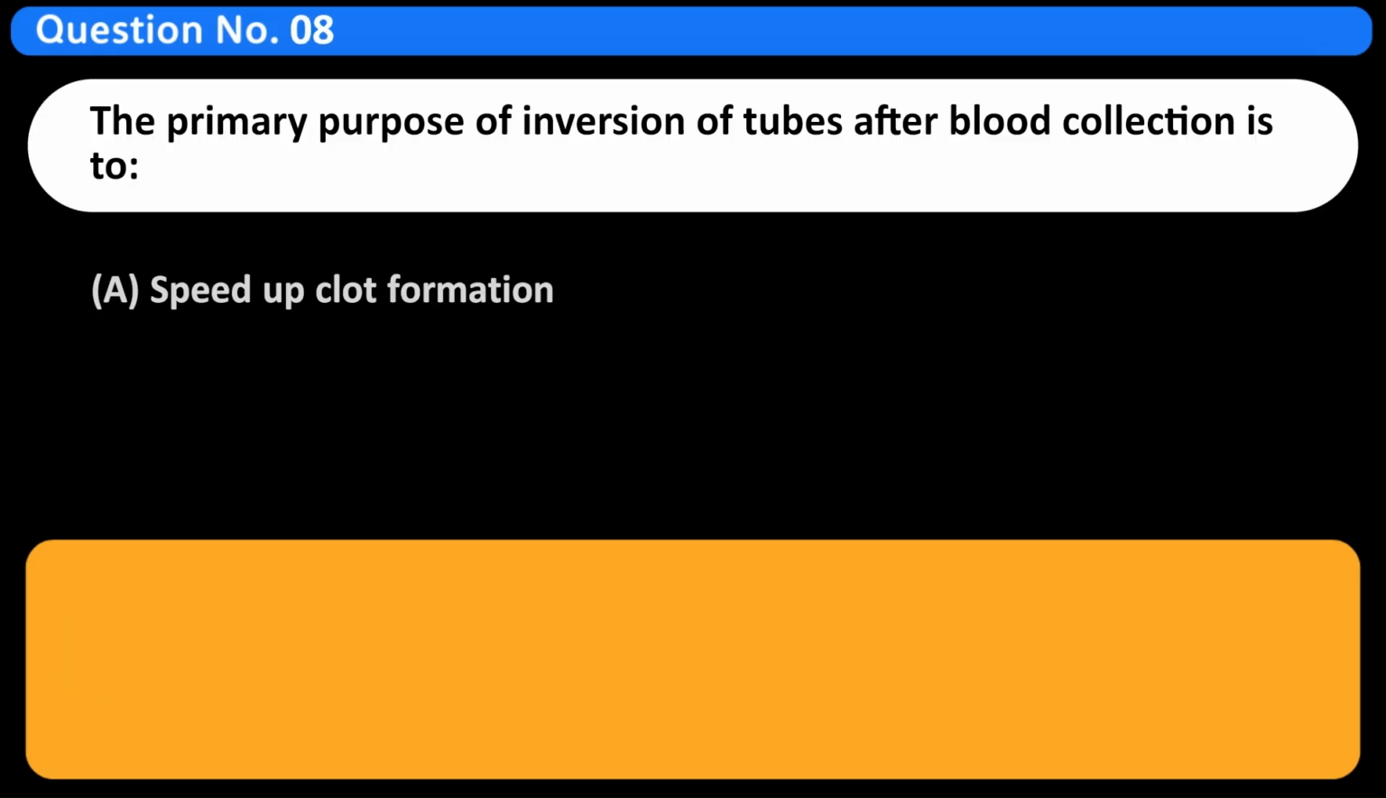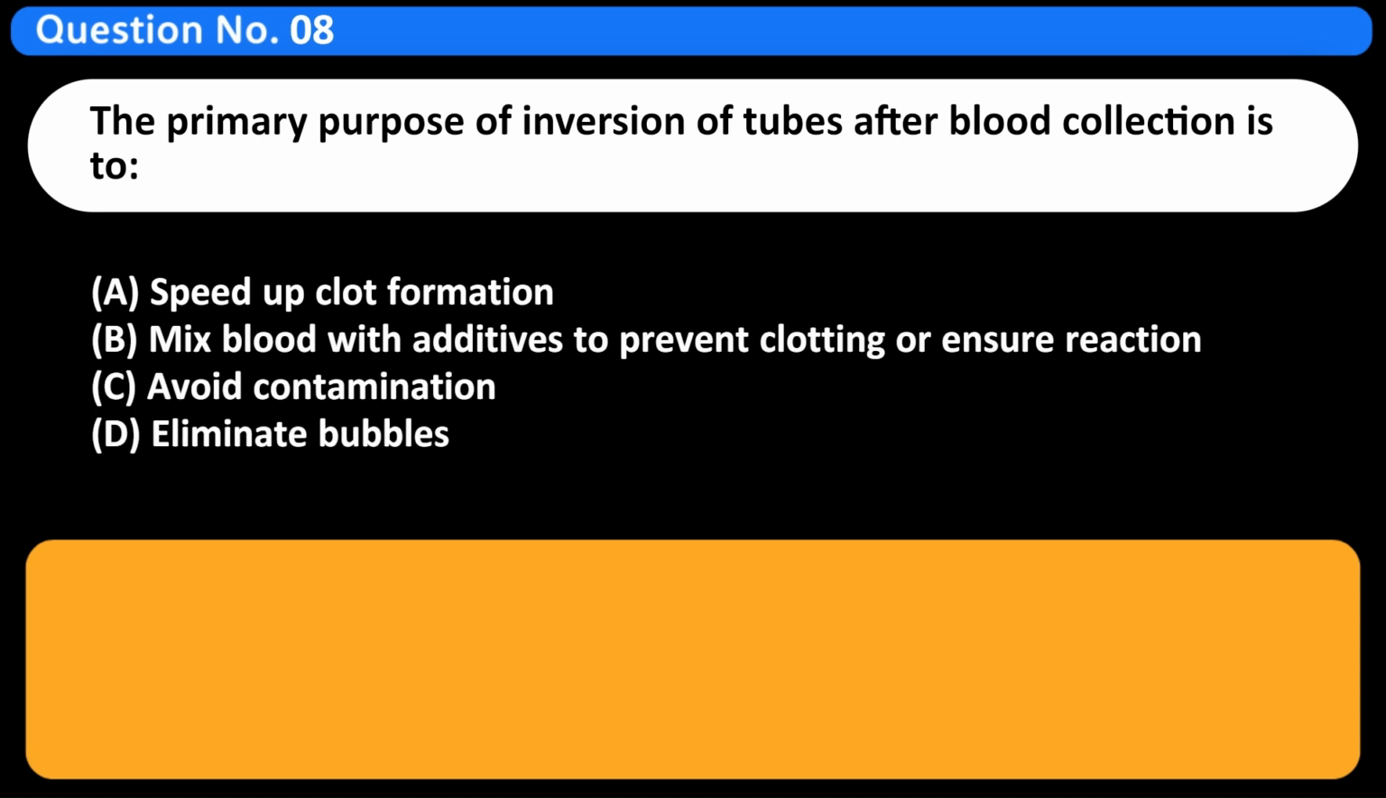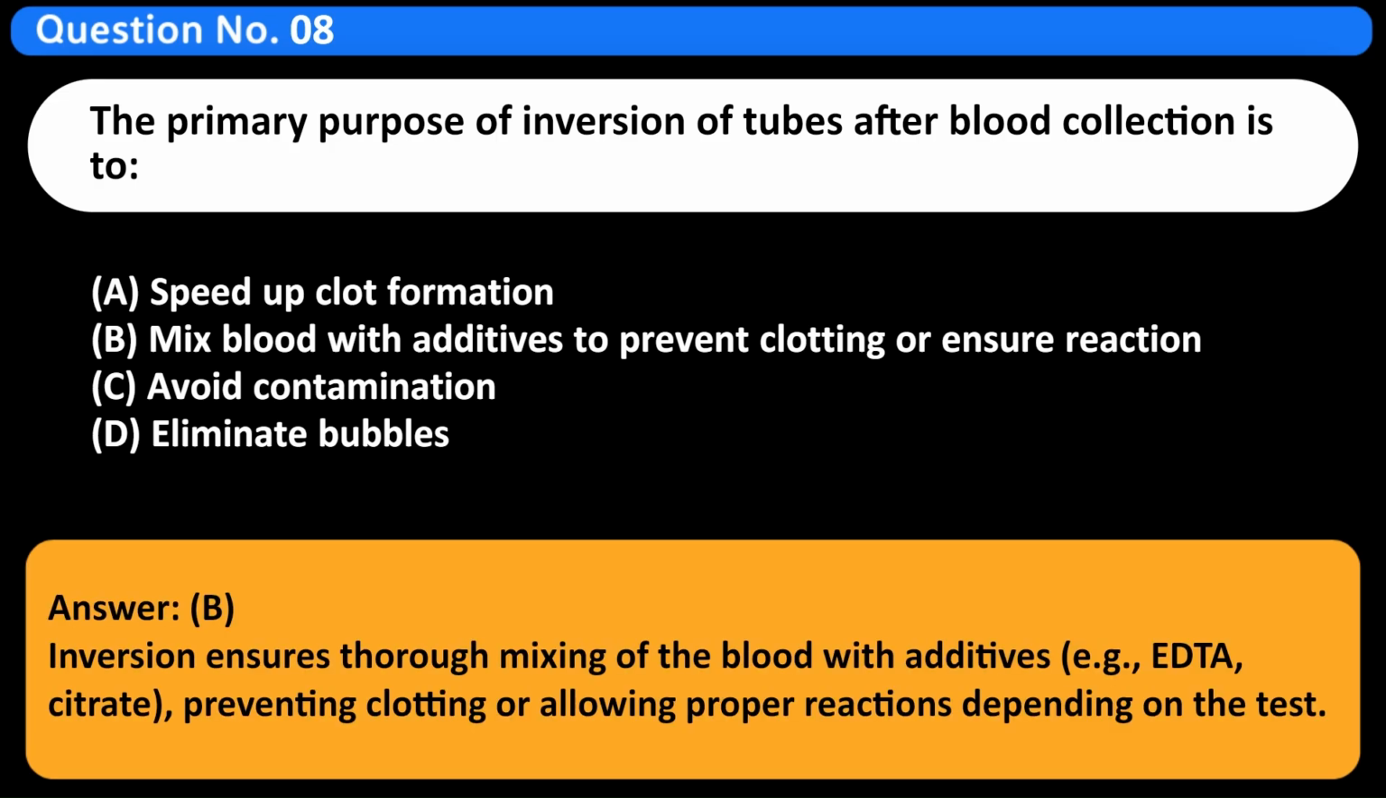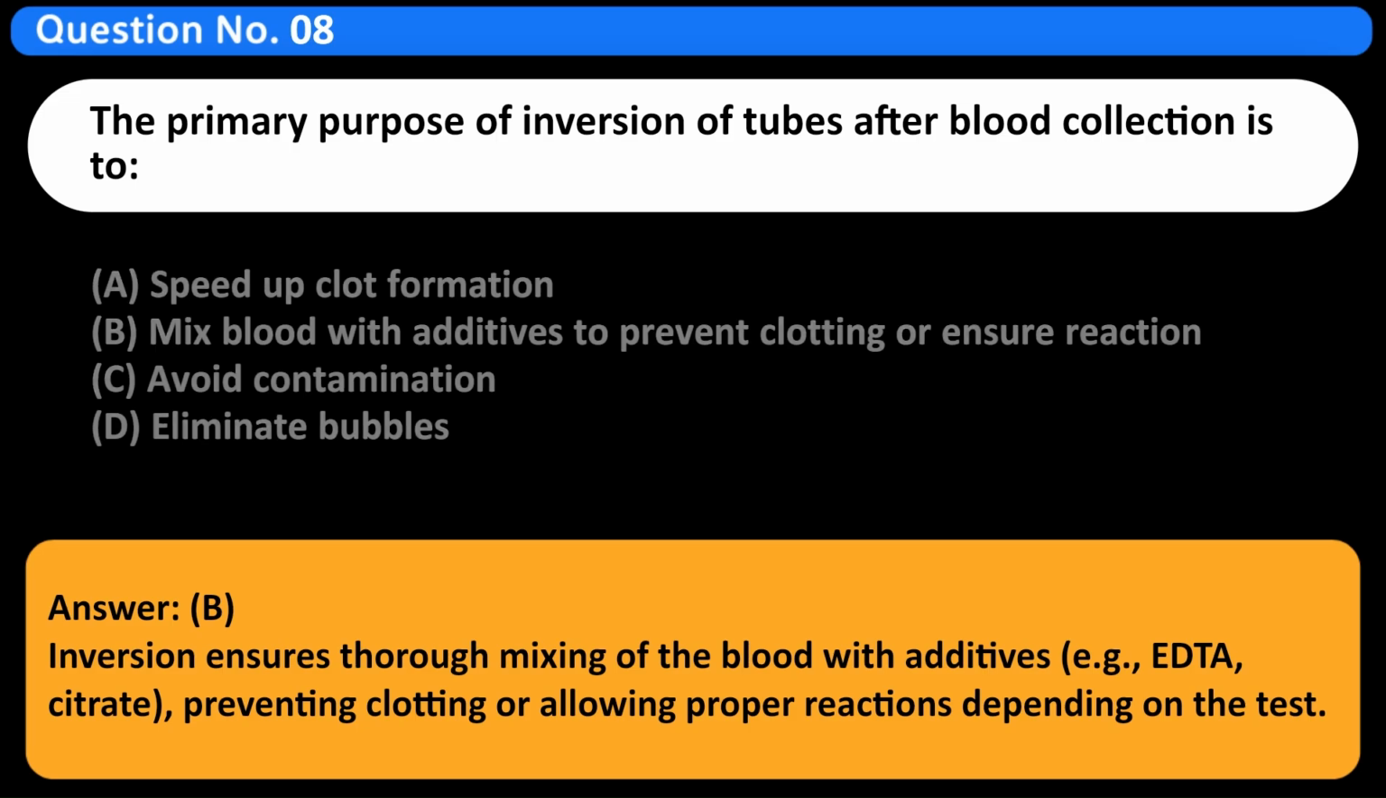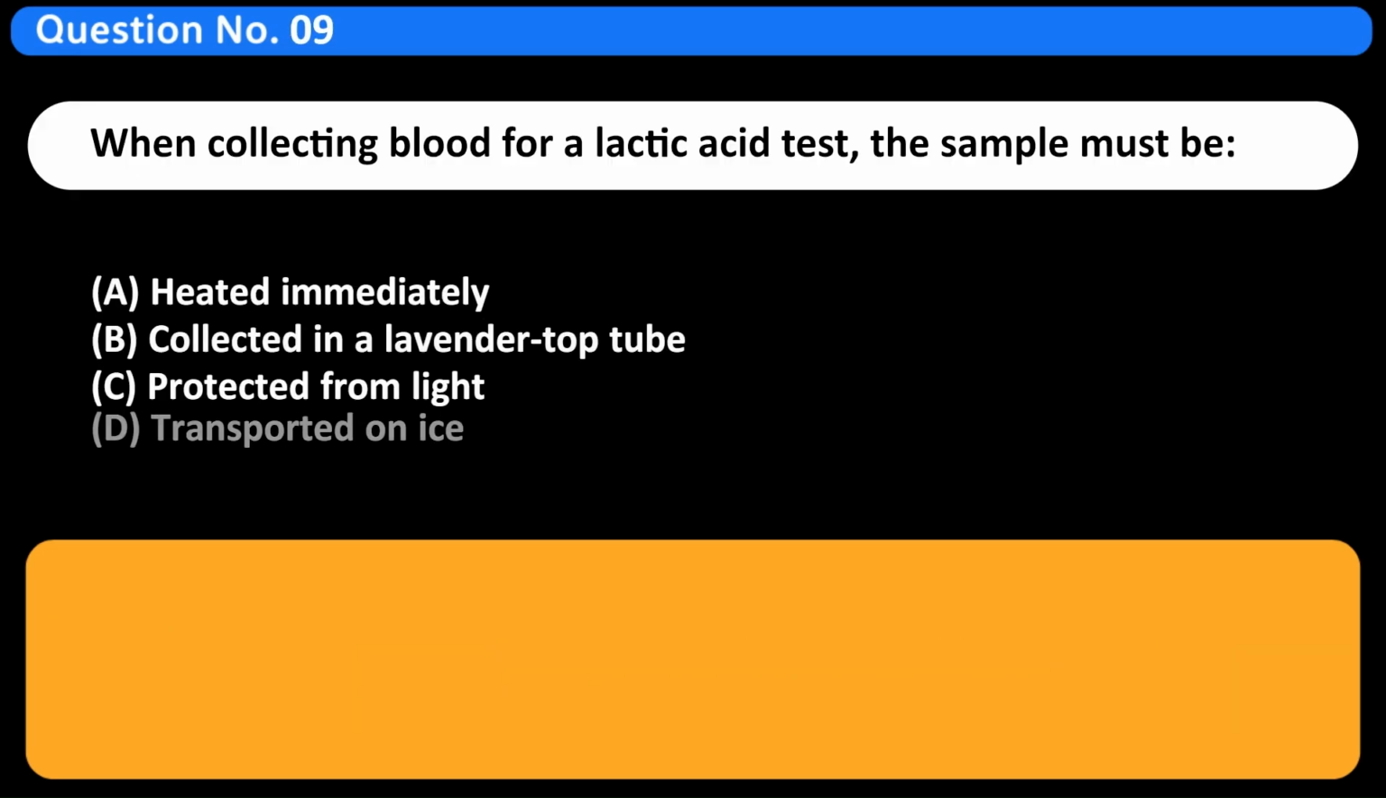The primary purpose of inversion of tubes after blood collection is to A. Speed up clot formation. B. Mix blood with additives to prevent clotting or ensure reaction. C. Avoid contamination. D. Eliminate bubbles. Answer: B. Inversion ensures thorough mixing of the blood with additives, e.g., EDTA, citrate, preventing clotting or allowing proper reactions depending on the test.